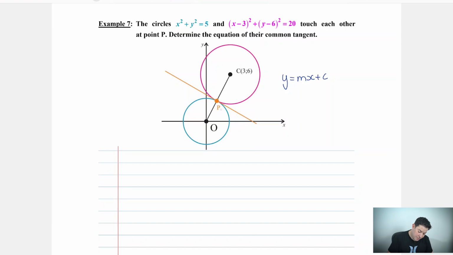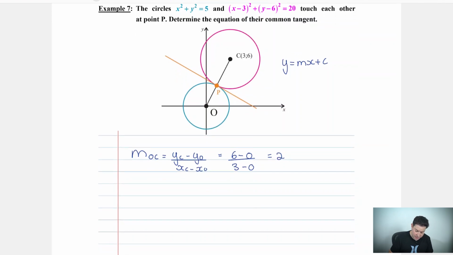So first thing we're going to do is find the gradient of OC. Why? Because your radius is perpendicular to your tangent. So if we've got the gradient of OC, we have the gradient of our tangent. The gradient of OC is equal to the y value at C minus the y value at O, all over the x value at C minus the x value at O, or y2 minus y1 over x2 minus x1. So that's 6 minus 0, all over 3 minus 0, which is equal to 2. Remember, your circle center is (0, 0) for circle center O.